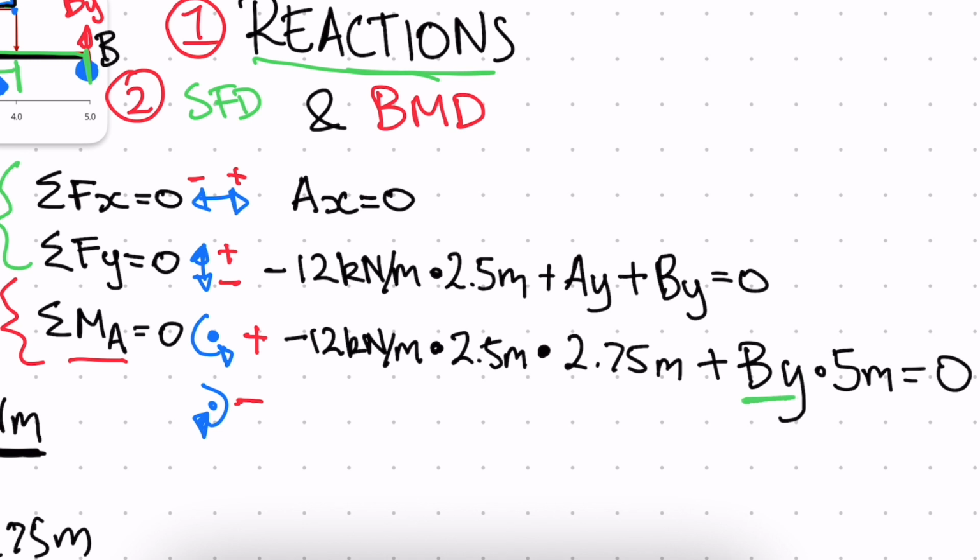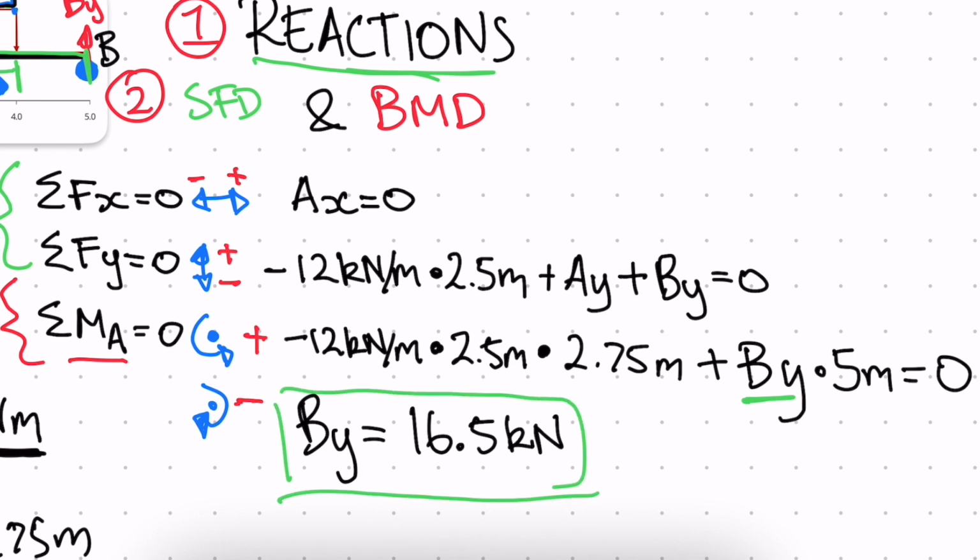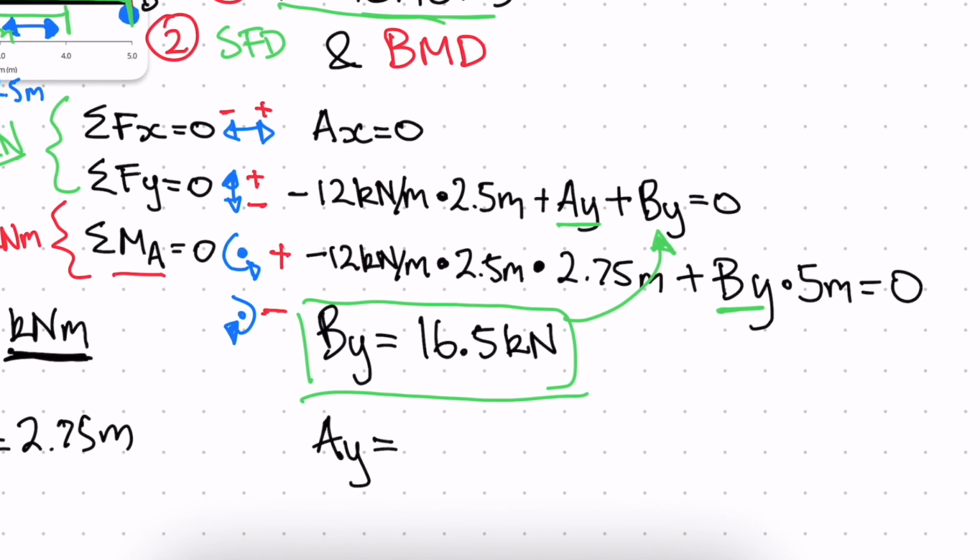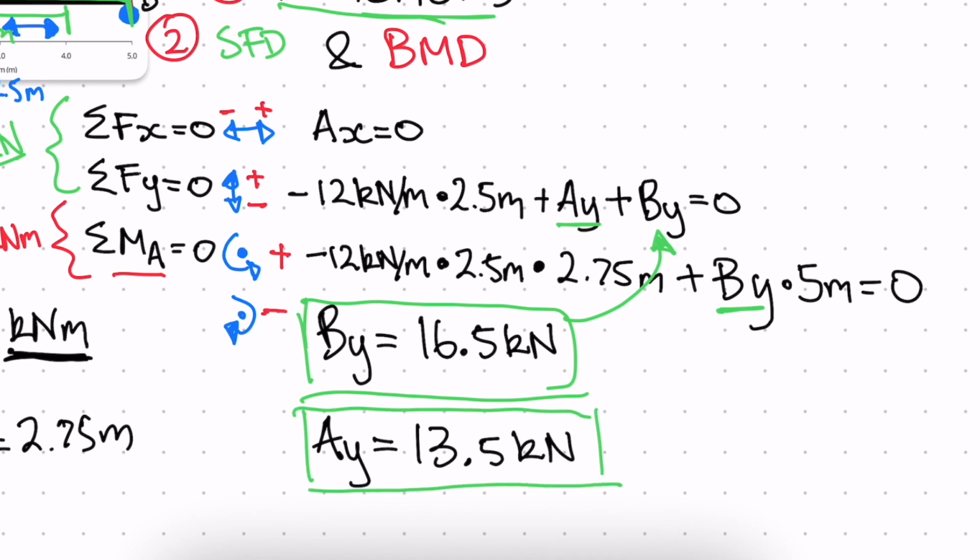If we solve for BY, our BY will be 16.5 kilonewtons. Then we can plug our BY into here and find our AY. If we do that, our AY will be equal to 13.5 kilonewtons. So we found our AY, we found our BY, and our AX was 0.